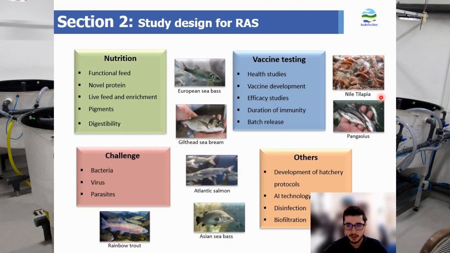In the last category, named others, there are listed studies that don't belong to any of the previous lists, but can be performed as a parallel study to develop, for example, hatchery protocols, survival and growth of fish larvae, testing of AI technology, automation in feeding, development of algorithms to assess feeding behavior, trials with new advanced technology in water disinfection, ozone, ultrasound, as well as testing new biofiltration technology.